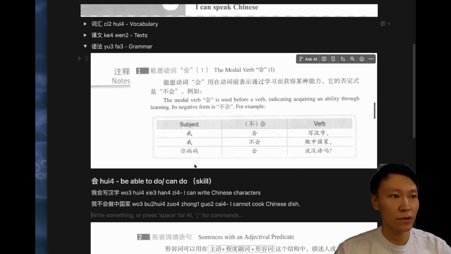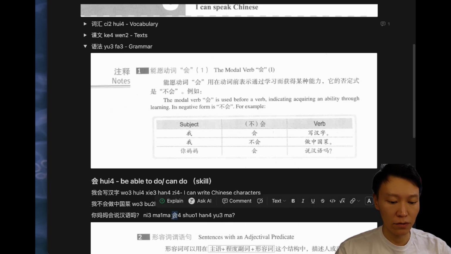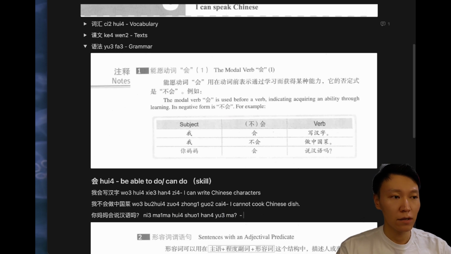And third example is a question. And you know, when we ask a yes or no question, we just add character 吗 at the end of the sentence. So 你妈妈会说汉语吗? Can your mom speak Chinese? Yeah. 你妈妈会说汉语吗? Okay. Here we have pinyin. So, can your mom speak Chinese?